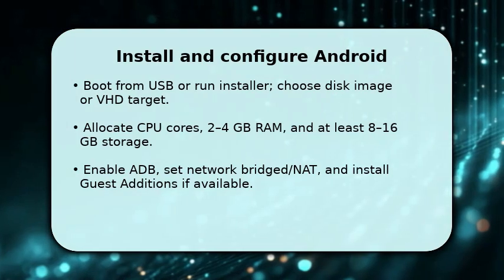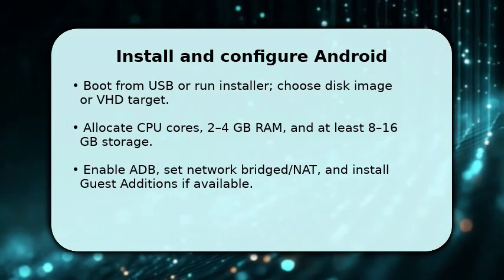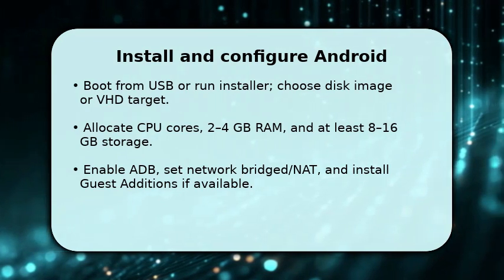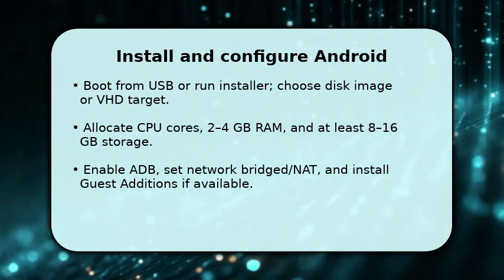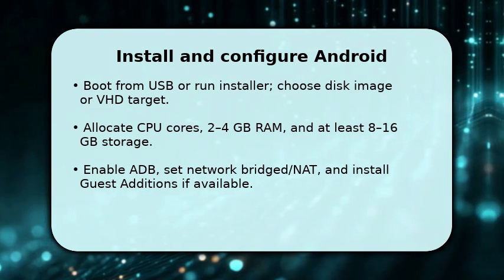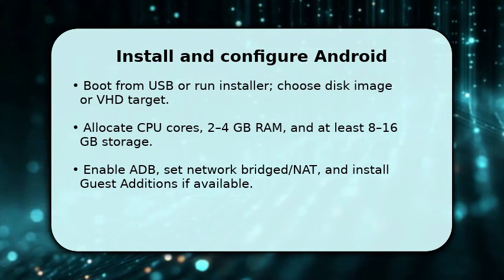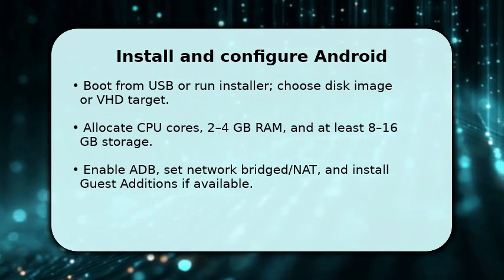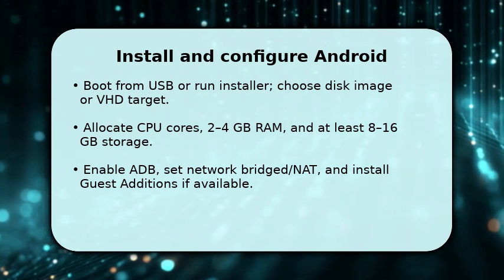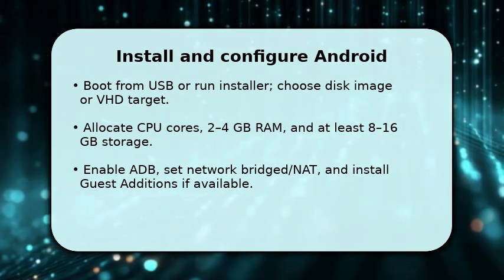You now install and configure the system. Boot from the USB or run the WSA/emulator installer and select the target disk or create a VHD. Make sure to allocate adequate resources: give Android multiple cores and at least 8 to 16 gigabytes of storage so apps install and run properly.